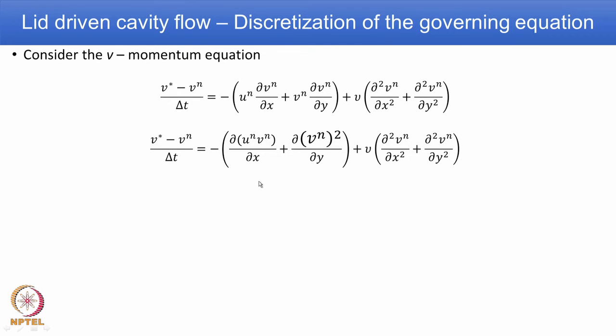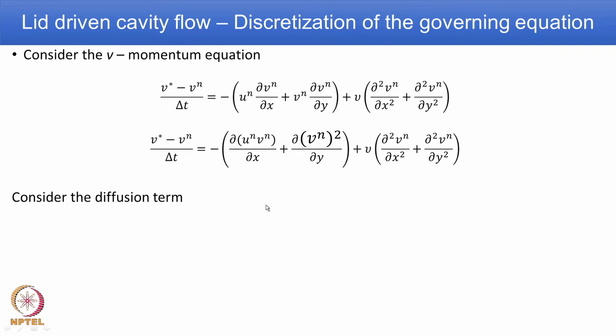In the last module we also mentioned the convection term can be rewritten as shown here. So, u n is brought inside the partial derivative, that is dou by dou x of u n v n, plus again for the second term v n is brought inside, so dou by dou y of v n squared, plus the diffusion term. In the next slide, I am going to explain how this can be written and what actually it results in.